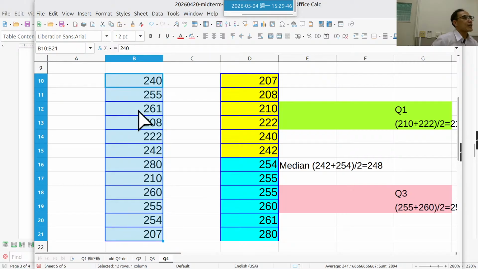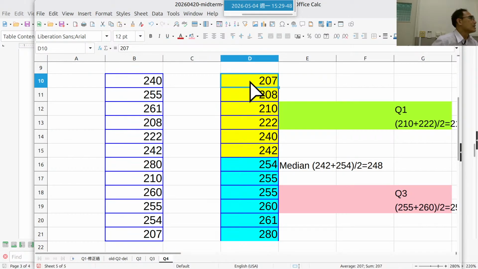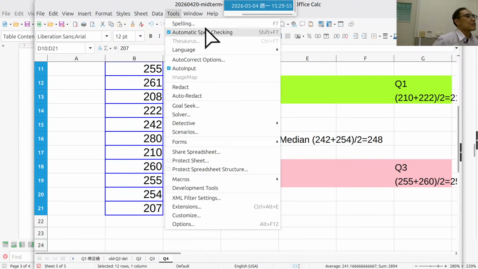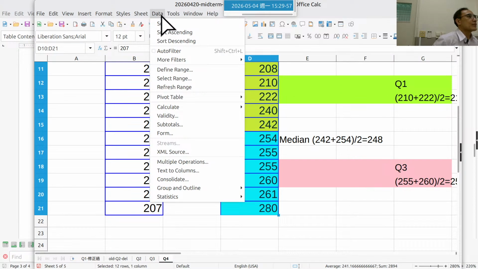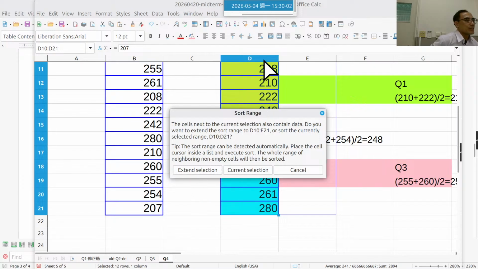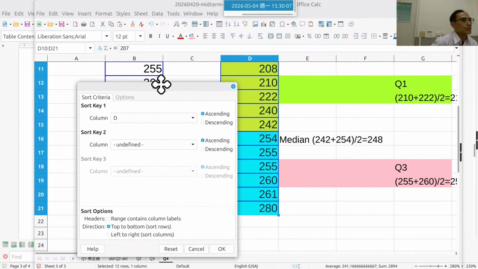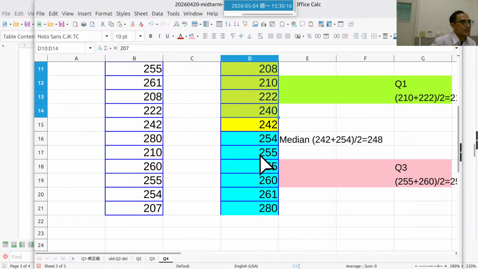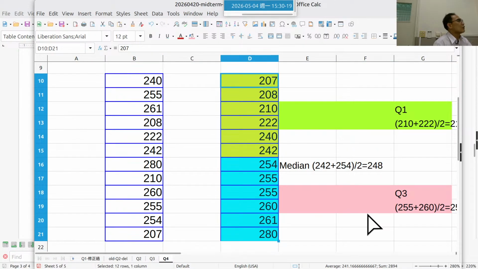Then copy it again and paste. Then select the orange here. Use data, sort, and select a range. As a range here, current selection, sort the selection ascending from small to big, and okay, it lists here. So far, any question?